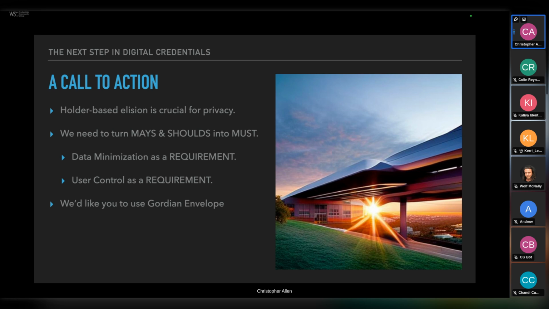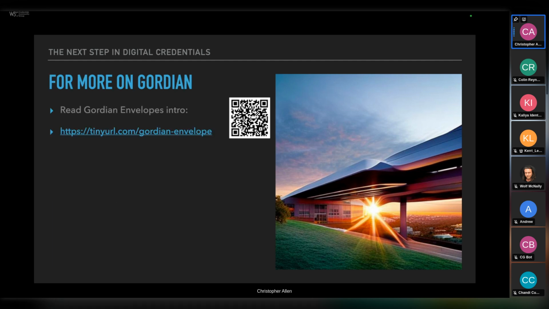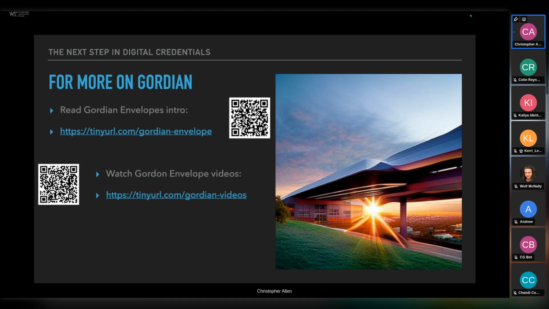We'd love for you to use Gordian Envelope, because it has some of these additional features, capabilities, privacy, et cetera. But if not, please, please use one of these other elision specs for your base. So more on Gordian, tinyURL Gordian Envelope.